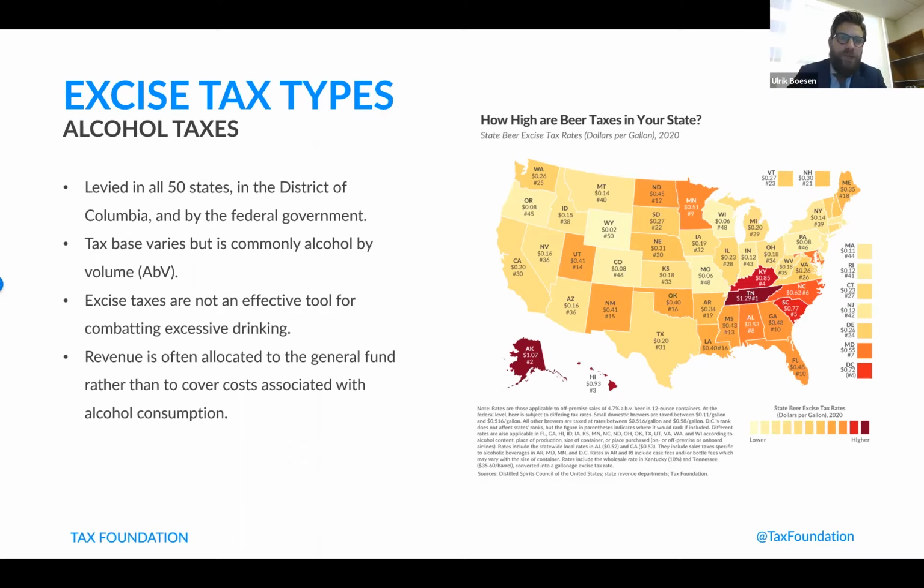The last point I wanted to share with you on alcohol taxes is that revenue is too often allocated to general funds. I think this makes sense from a historical point of view. This has historically been a revenue tool. But today it would make a lot more sense to allocate some of this money to the cost associated with alcohol consumption instead of just stuffing it into the general fund.